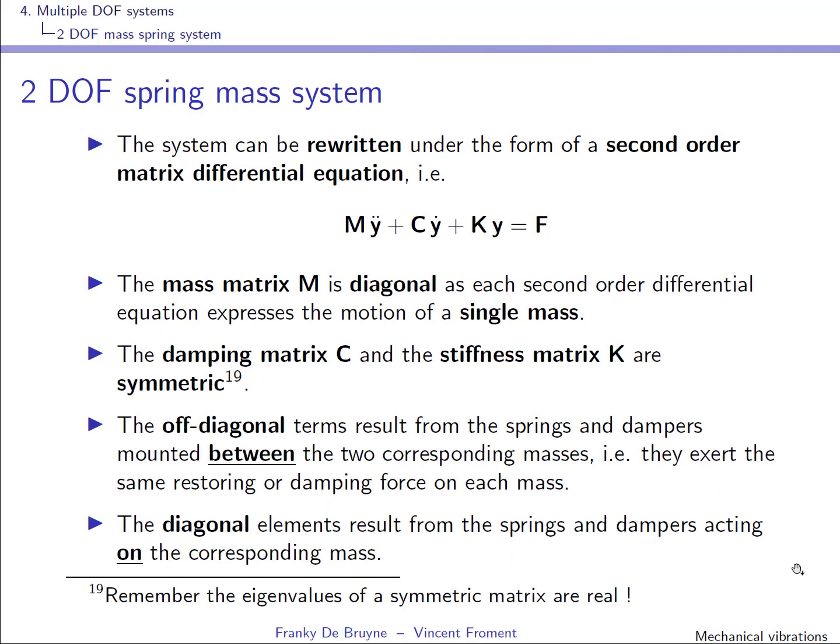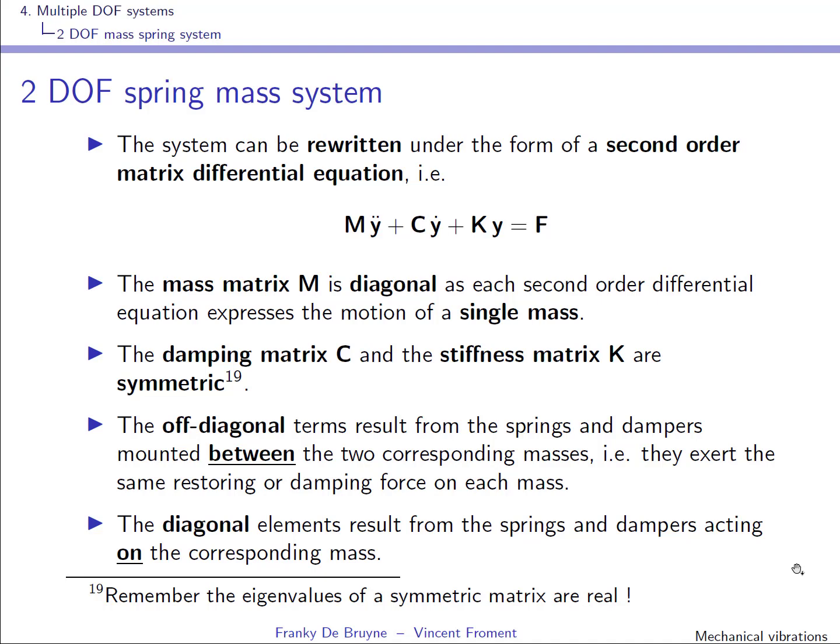As we have just seen, this 2 degree of freedom spring mass system can be written as a second order matrix differential equation. The mass matrix is diagonal, and the damping matrix C and the stiffness matrix K are symmetric. And you know from your course on linear algebra that if the matrix is symmetric, the underlying eigenvalues are real.